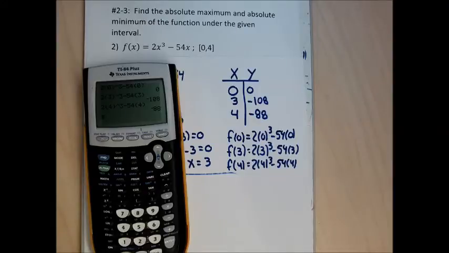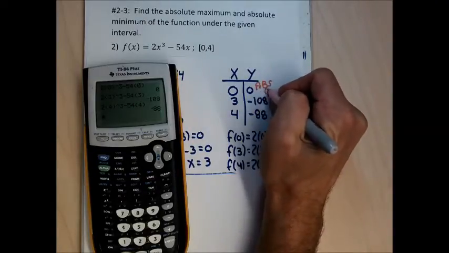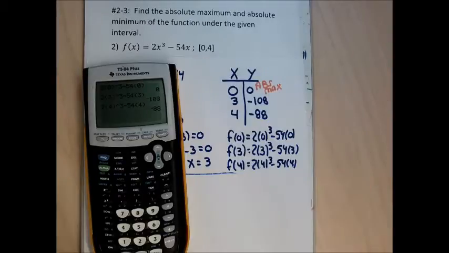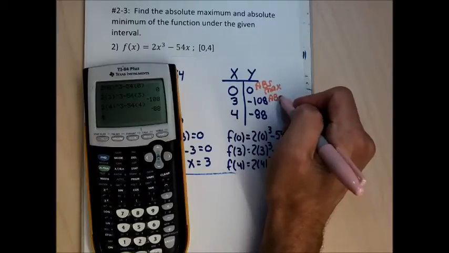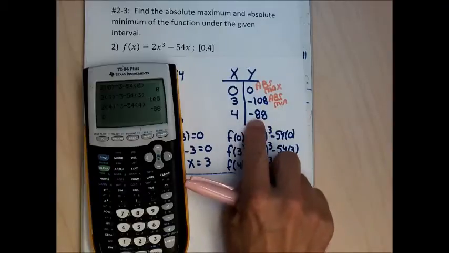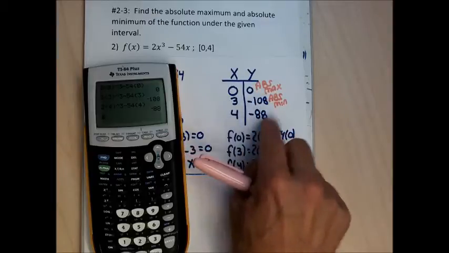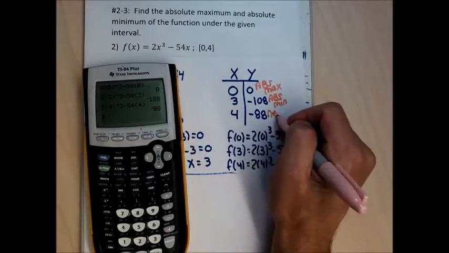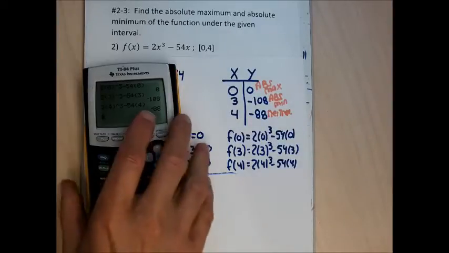The point that has the largest y value is going to be the absolute maximum. And 0 is the biggest of these three numbers, so that point 0, 0 is where the absolute maximum is at. The point that has the smallest y value is where the absolute minimum exists, and any point that has a y that's smaller than the biggest and bigger than the smallest is a neither. This is neither an absolute maximum or an absolute minimum. So let me answer the question, then show you how to check on your calculator.